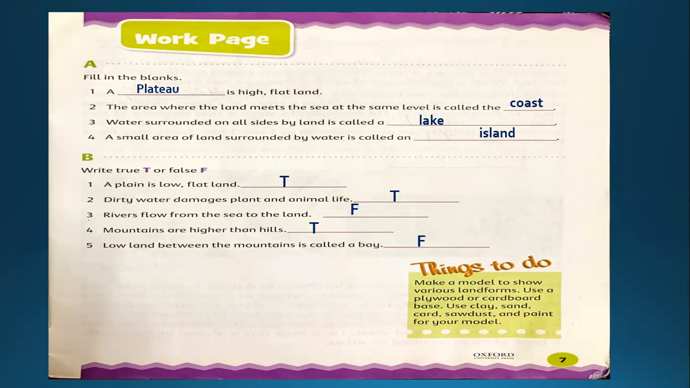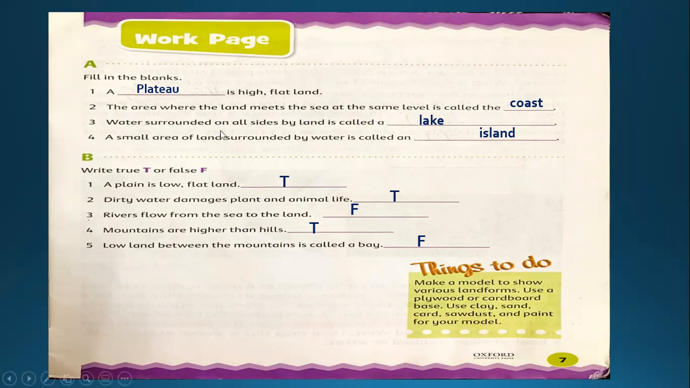There are fill in the blanks. A dash is a high flat land. What is a high flat land? High flat land. It's a plateau. Write this on the first blank and learn the spelling as well. The area where the land meets the sea. At the same level, the land area meets the sea. Just think and remember. At the same level is called the, yes, it is coast.